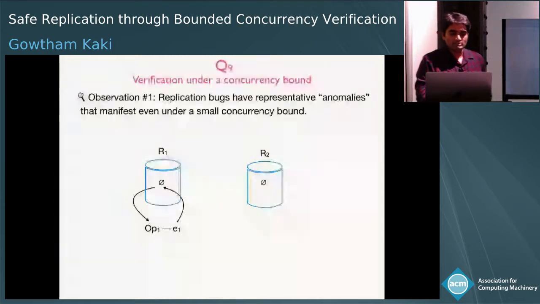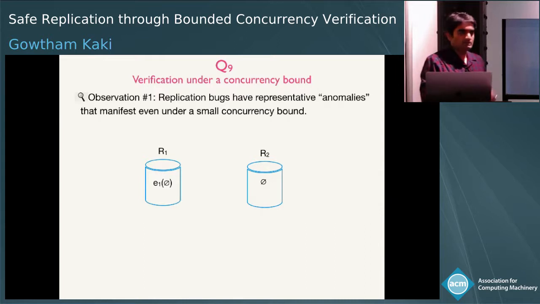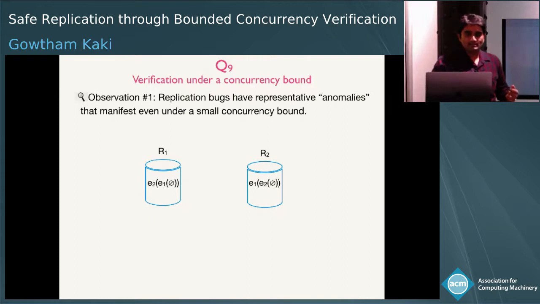So when op1 generates an effect E1, E1 gets applied to replica R1. Likewise, let's say we have another operation op2 executing at replica 2. E2 gets applied to R2, and eventually the effects are asynchronously propagated to other replicas, and both E2 and E1 get applied to different replicas, albeit in different order, but the order doesn't matter because we've assumed them to be commutative.